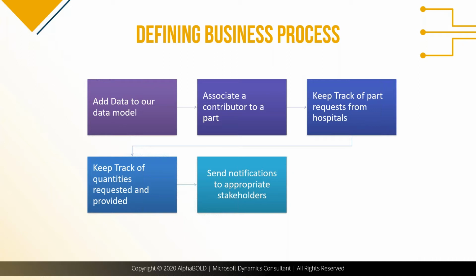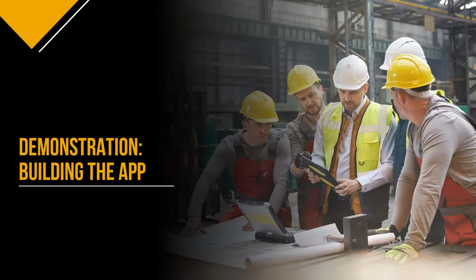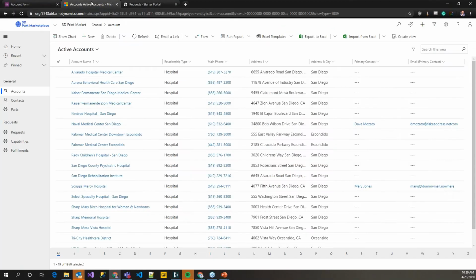All right, so in the interest of time, what I've done is I've gone ahead and built out most of the application. First, I'm going to show you our model-driven app as it currently exists. So to do that, I'm going to go back over here. What we see right here is a model-driven app. Again, those familiar with Dynamics customer engagement will see this and be very familiar with this. It's all built on the same platform. As you can see, we have accounts, contacts, we have our parts, requests, capabilities, and fulfillments.